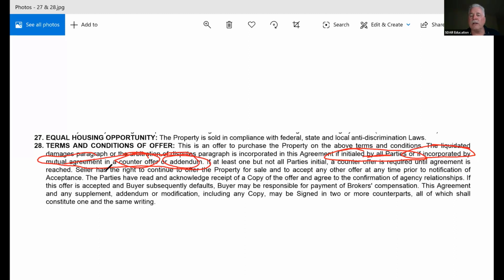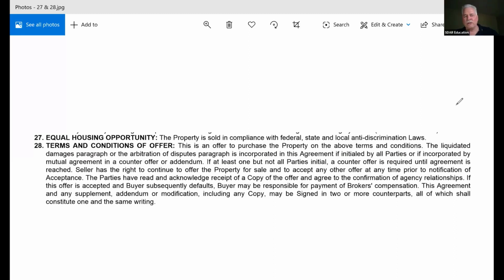But if they're not initialed by all parties, say the buyer says I'm not going to initial. I had a buyer who was an attorney, and he said I'm not going to initial arbitration. And I said okay, I agree with you. He said I like going to court, and it's my sandbox. He actually said that. That's my sandbox. I said okay, great.